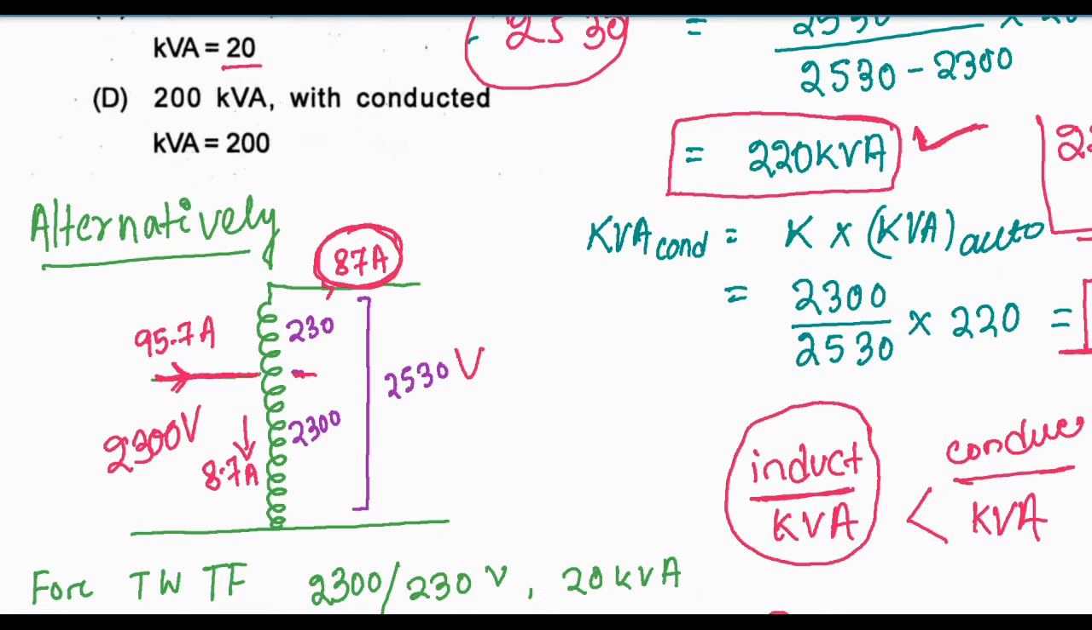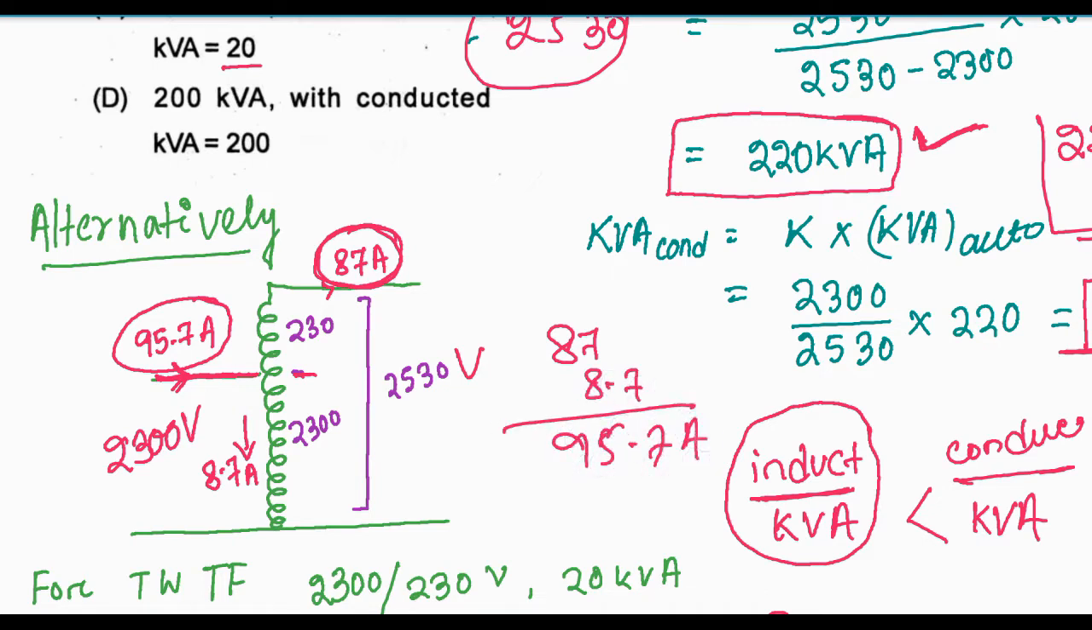That means this will be the addition of two currents, primary and secondary. So this will be 87 plus 8.7, which is 95.7 ampere that will flow here, and one part will flow downward, that is 8.7 in the primary part of the auto transformer, and in the secondary it will flow 87 ampere.